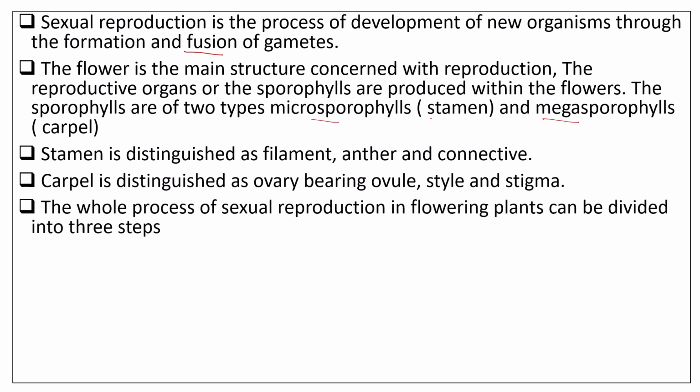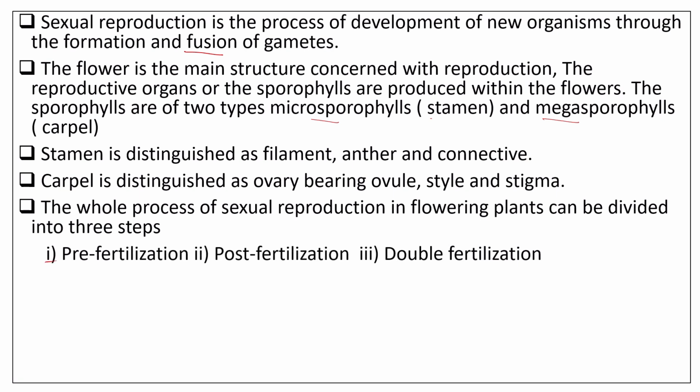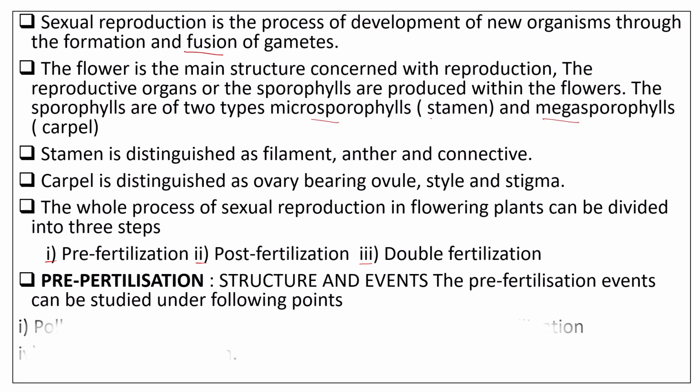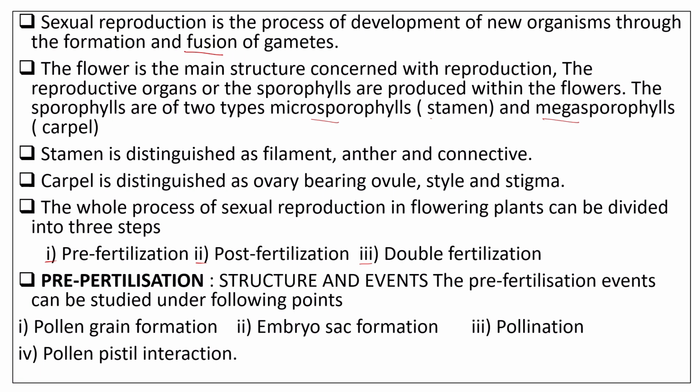The whole process of sexual reproduction in flowering plants can be divided into 3 steps. 1. Pre-fertilization. 2. Post-fertilization. 3. Double fertilization. Pre-fertilization: structure and events. The pre-fertilization events can be studied under following points. 1. Pollen grain formation. 2. Embryo sac formation. 3. Pollination.